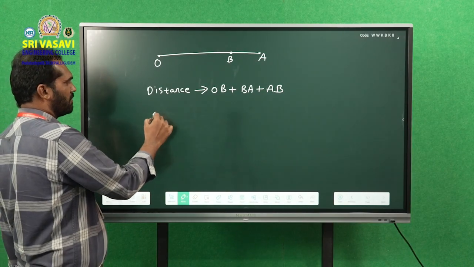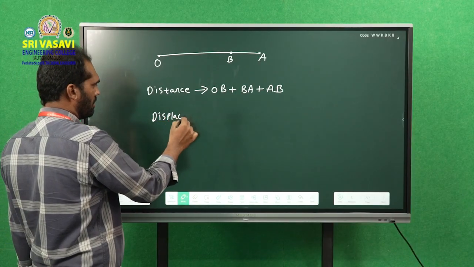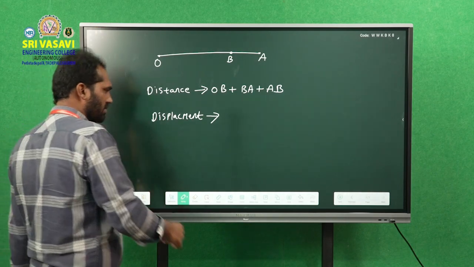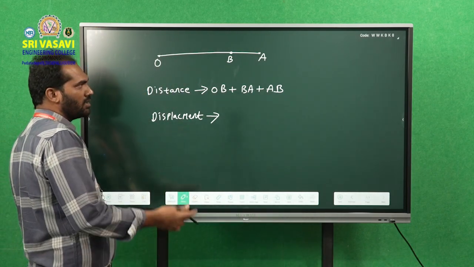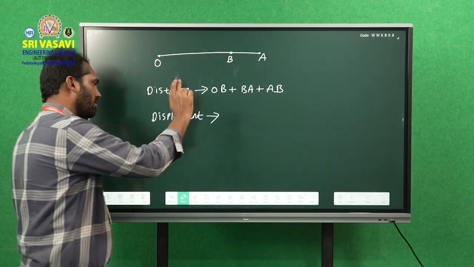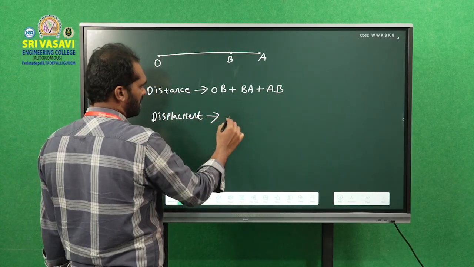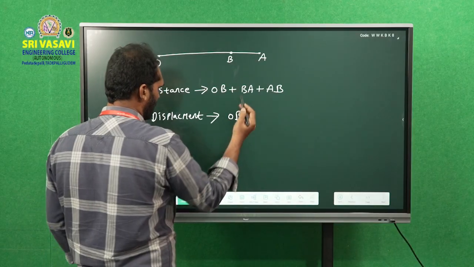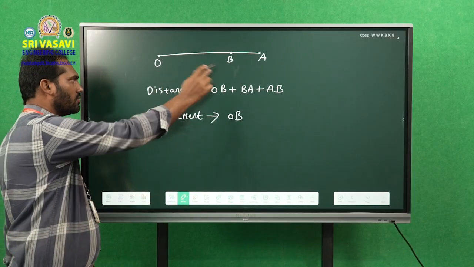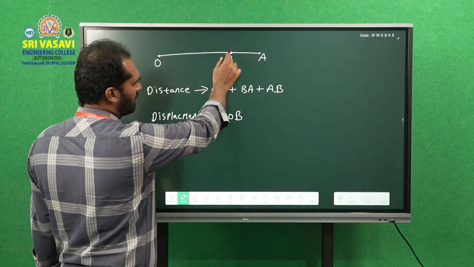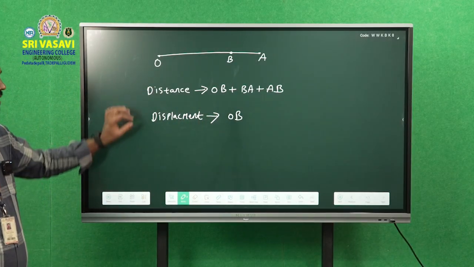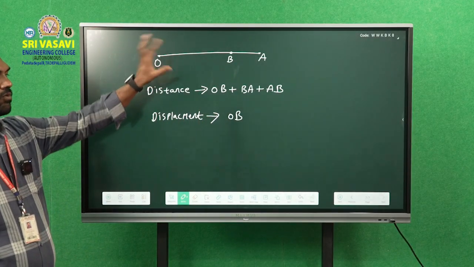When coming to the displacement, displacement is nothing but the shortest distance between the two points. Here the shortest distance is OB. The body traveled from O to B, B to A, then again A to B. That is the final distance covered, but our displacement is nothing but O to B.